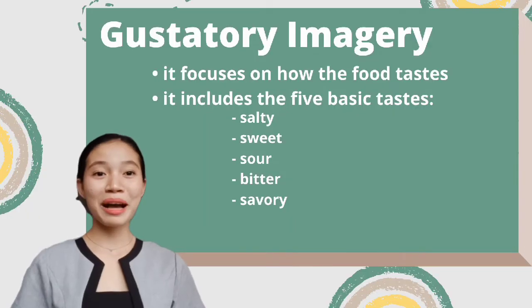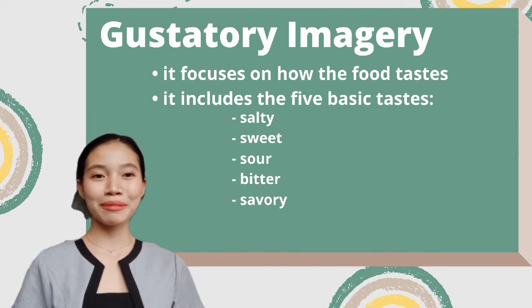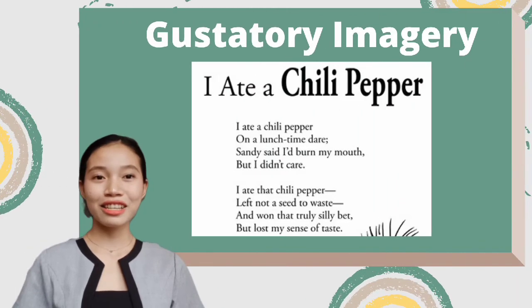The next one, we have the gustatory imagery. It focuses on how the food tastes, and it includes our 5 basic tastes. We have salty, sweet, sour, bitter, and savory. So for example, we have it here, a poem entitled I Ate a Chili Pepper by Barbara Vance. And it says here, Sandy said I'd burn my mouth. Basically, burning your mouth is a consequence of eating something very spicy.